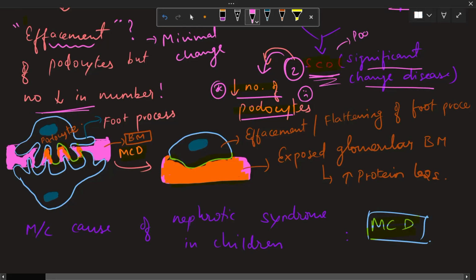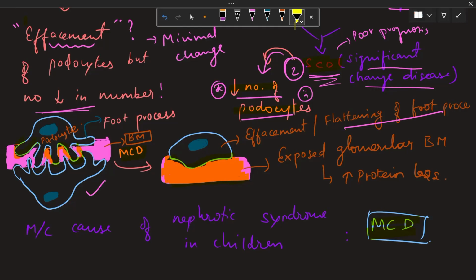And coming to the effacement, the word effacement here refers to flattening of the foot processes of podocytes. In this picture you can see I have drawn the podocytes. So these are the two podocytes, and the projecting structures here are the foot processes of the podocytes, and the pink colored substance behind them is the glomerular basement membrane. And what these two podocytes do is, the foot processes of those two podocytes will interdigitate with each other, and it will form a filtration barrier.